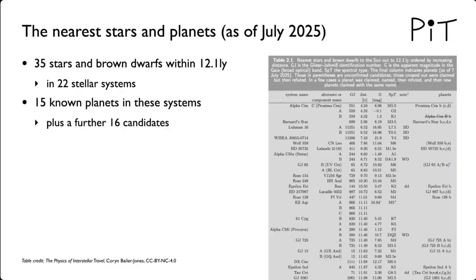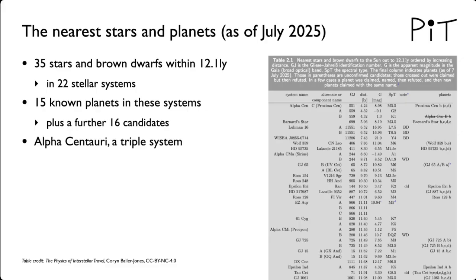In these systems, we currently know of 15 planets plus another 16 candidate planets, the existence, or not, of which still needs to be confirmed. This is the status as of early July 2025. There are almost certainly more planets which are currently below our detection limit, so by the time you watch this video, these numbers will quite probably have changed.